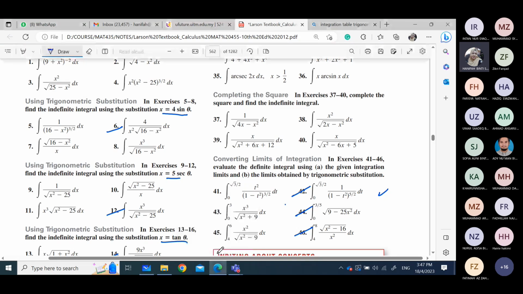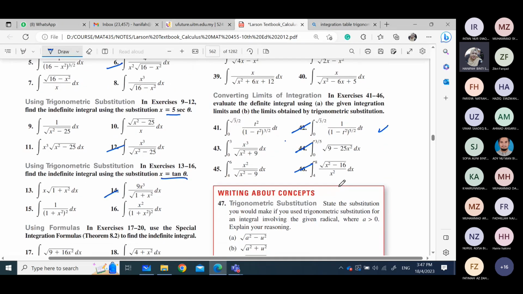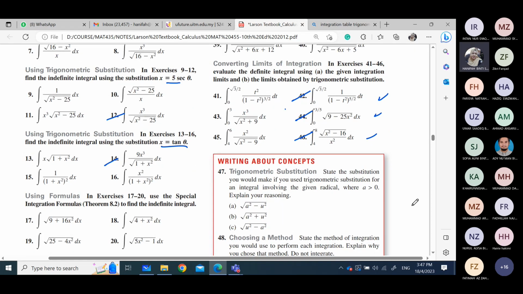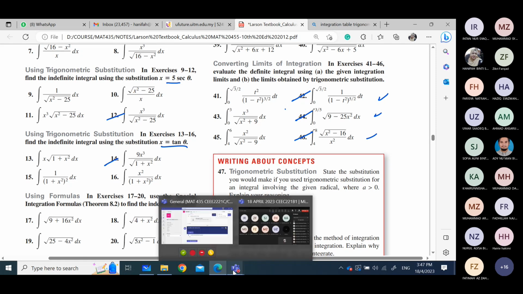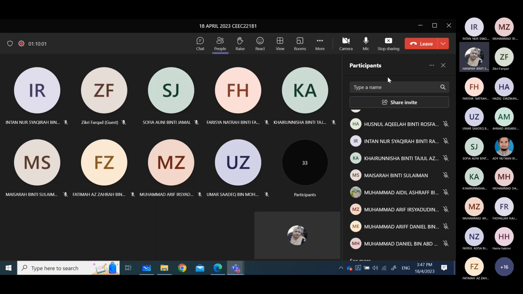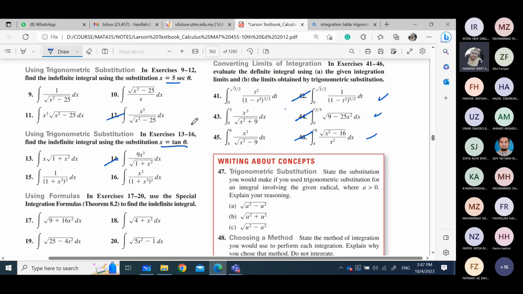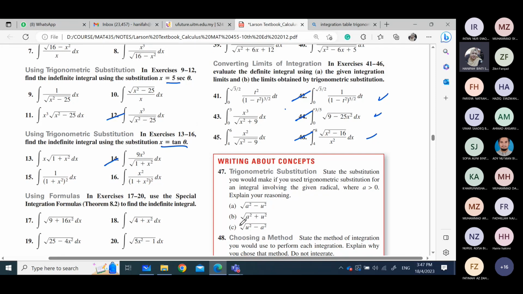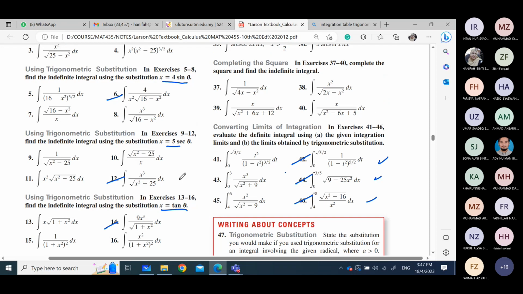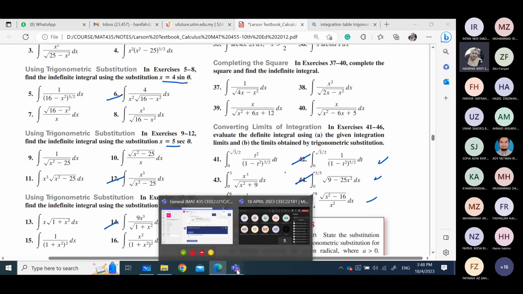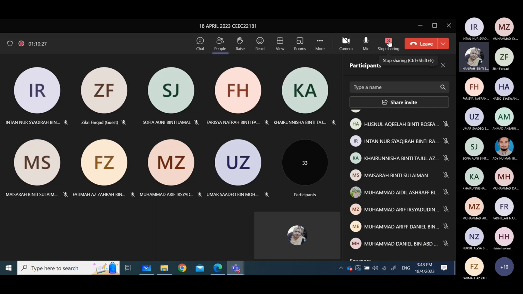Okay, great. Okay, so next, yang ni you boleh buat sendiri. Okay, ada apa-apa soalan nak tanya berkenaan dengan trigonometric substitution? Any question? Tak ada. Right, so untuk odd number ni ada jawapan kat belakang. So, you boleh buat dan tengok jawapan dia. Okay, you check. Kalau you tak sure, you boleh tanya saya. Alright, so we have done about trigonometric substitution.